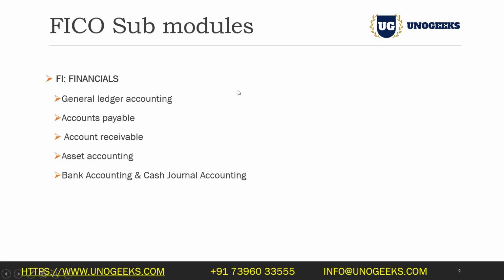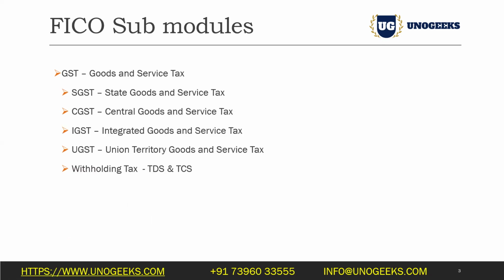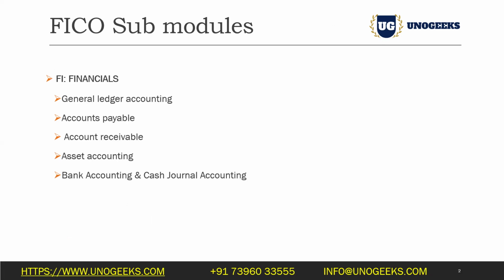What are the different modules? Yesterday I gave a glance at the different CO modules. Here we have financial accounting, general ledger accounting, accounts payable, accounts receivable, asset accounting, bank accounting, and cash and journal accounting. Next one, we are going to cover GST. That is nothing but the tax system.